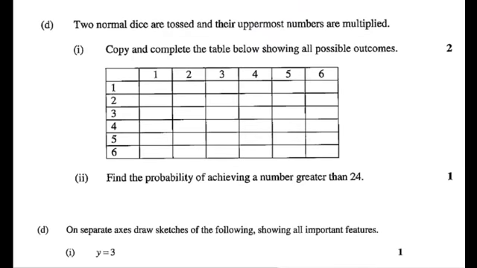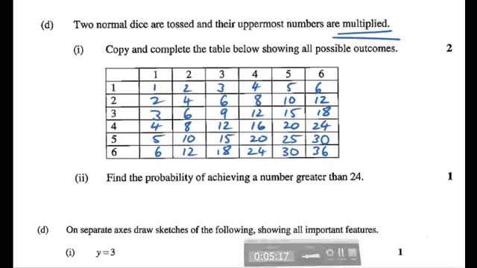Okay, question D, probability. You must read the question carefully. A simple thing like filling in a table and people were making mistakes. So 2 normal dice are tossed and their uppermost numbers are multiplied. Copy and complete the table below showing all possible outcomes. So you need to multiply and write the result. 1 times 1 is 1, 1 times 2 is 2, and so on. I'm just going to pause this and complete that. Alright, there's our completed table. So that was 2 marks, just for simply doing that.